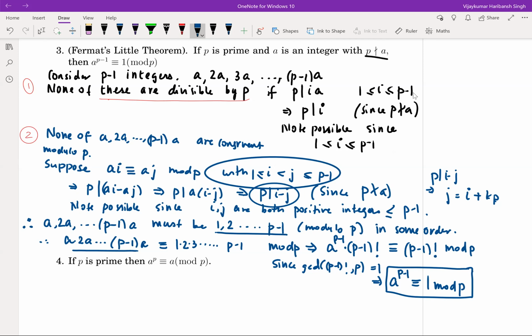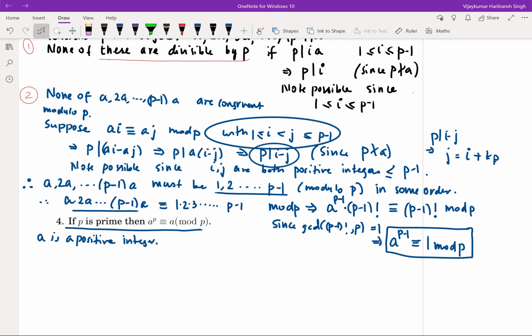Now, let's look at the next result. Namely, if p is prime, then a to the power p is congruent to a mod p, where a is a positive integer. We don't even need the co-prime part. Now, how do we go about it? There are two cases now. Here we are not assuming that a is co-prime.